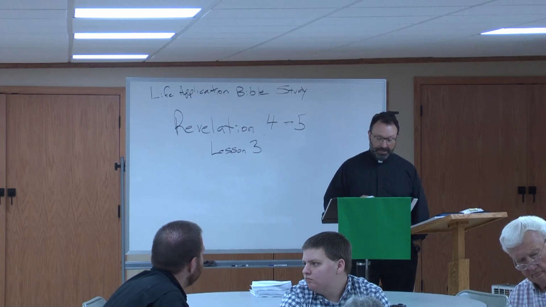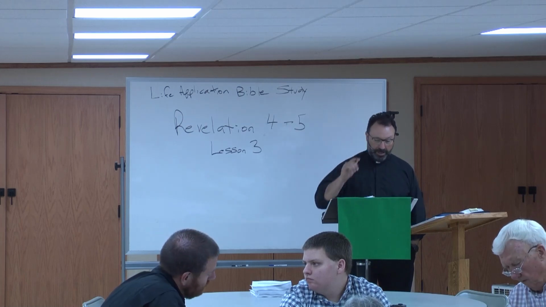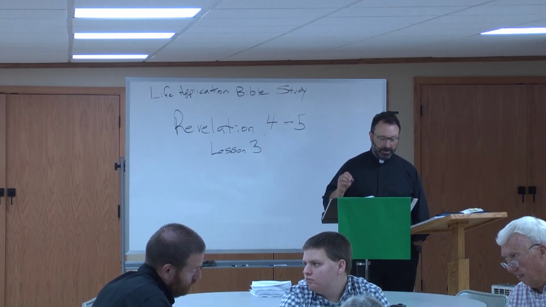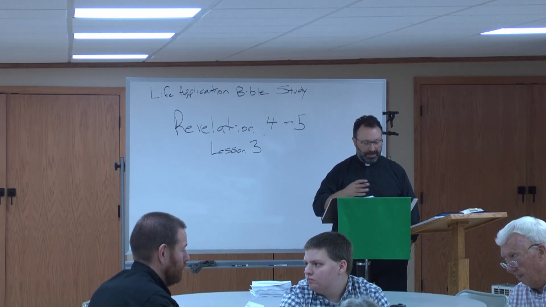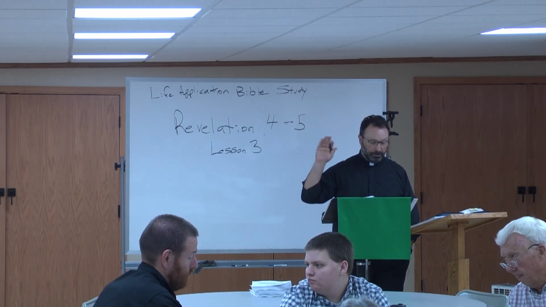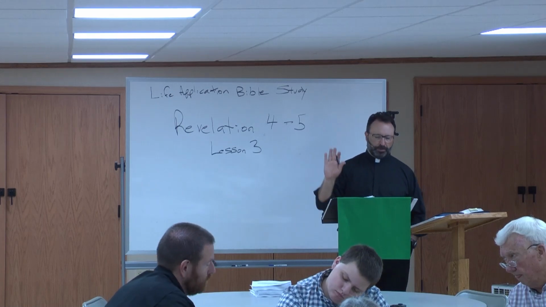Again, second and under 5:4, it becomes evident as the Lamb opens each seal that the content of the scroll is the message that is made known to John. The contents of chapters 6 through 22. So this again, 4 and 5 are going to point us forward.